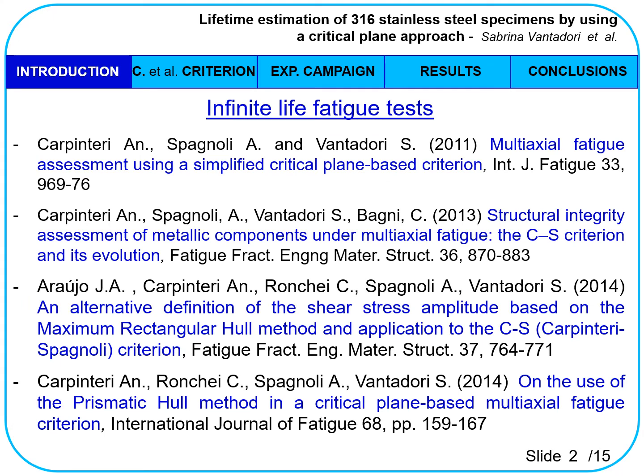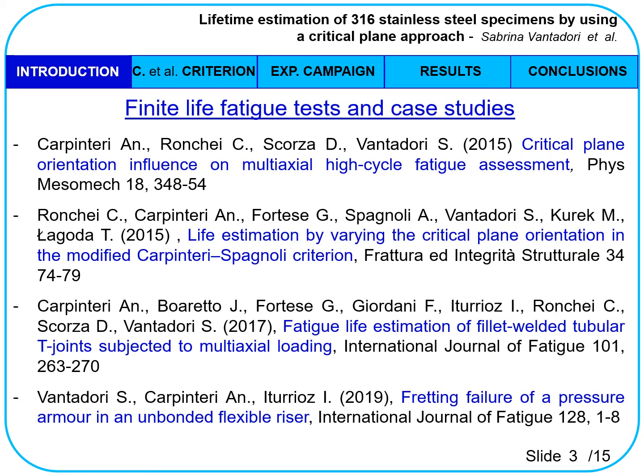In the last 20 years, the criterion by Carpinteri et al. has been widely used to simulate many experimental multi-axial fatigue tests available in the literature, both in the case of infinite life tests, some publications of the authors are here shown, and in the case of finite life ones, and some case studies too.